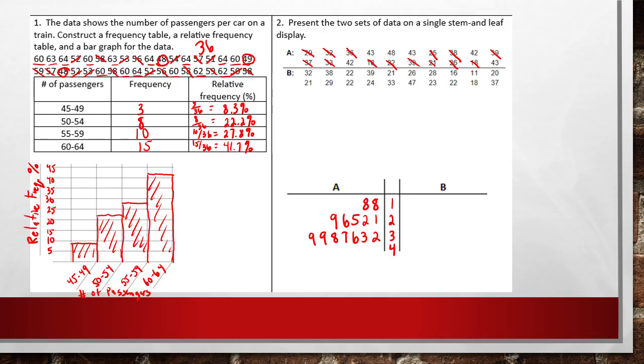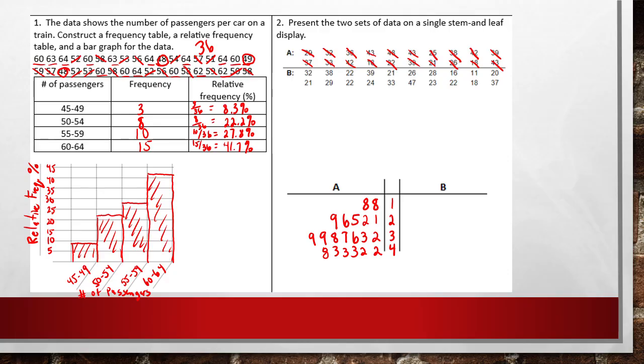And then for my 40s, okay, if I go through and look, I have a 42. And then if I keep going, I have another 42. So I need another 2. And then 43, there's several. There's 1, 2, 3 of those. And then my last is the 48. And now you can see that I've used all of them.